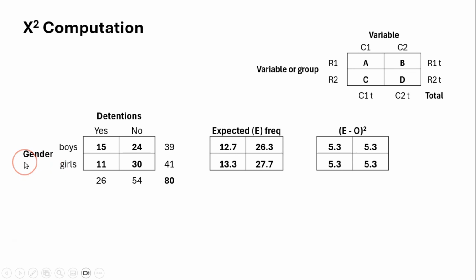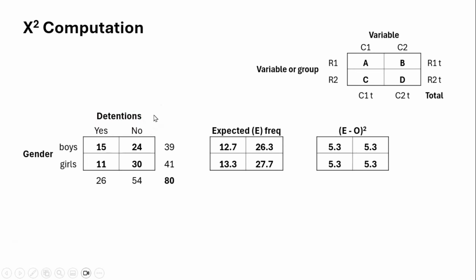So we have a group here, and I'm labeling that gender. We have boys and girls. So boys row 1, girls row 2. And then in the columns, we have this categorical variable at the nominal level of yes, no for detentions. So you can see that there.